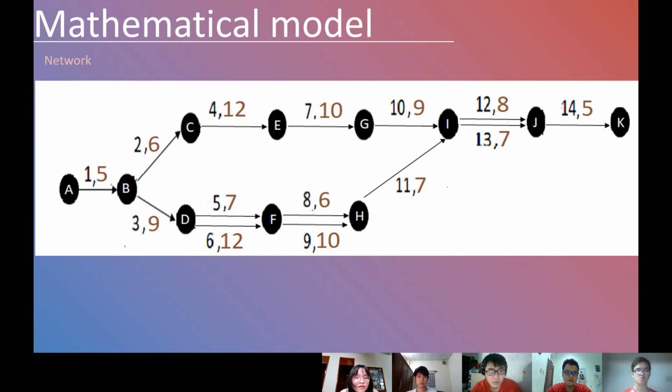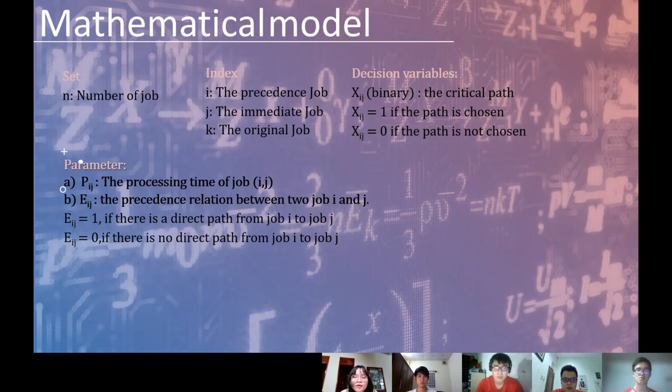Another example is go from F to H. We have to finish 2 jobs. Job 8 will take 6 minutes and job 9 will take 10 minutes. And our task is to find the critical path, which is to minimize the time to go from node A to node K of this process by formulating the mathematical model to solve. The following step is to determine set, index, decision variable, parameter, objective function, and constraints. I will tell you about the first 3 parts.